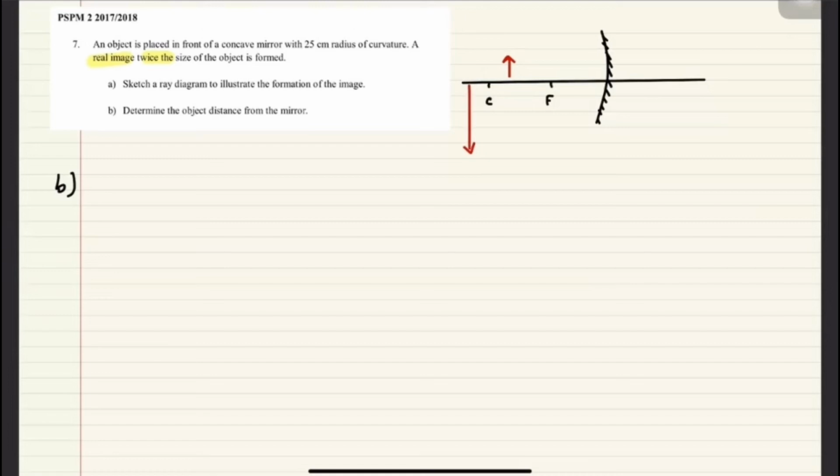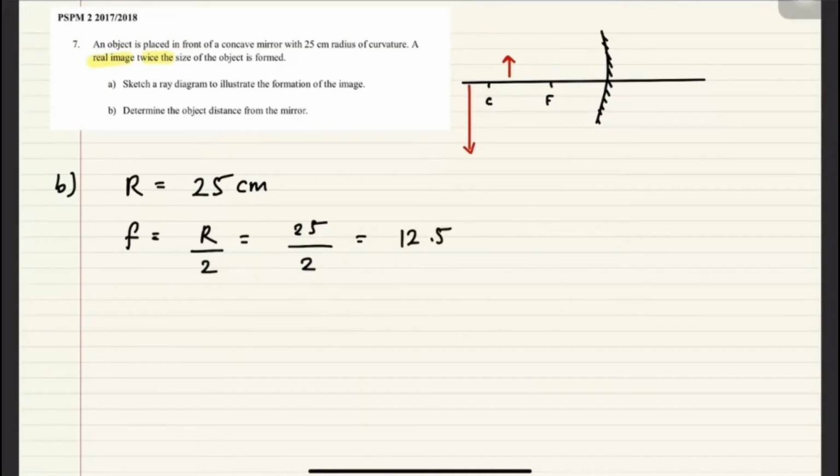Okay, dia kata radius of curvature is 25 cm. Ini positif ke negatif? Guys, F dia positif ke negatif? Positif. Sebab apa? Sebab dia concave. Yes, concave. So, maksudnya sifat dia adalah converge. So, dia positif. Very good. So, ini in cm. So positif, kalau negatif kena letak negatif lah.